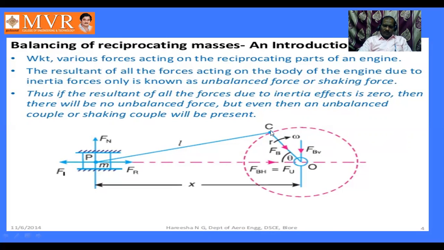O to W is the radius R, that is the crank radius. Omega is the angular speed. Theta is the present angle between the radius and the axis of the crankshaft. X is the distance, and O is the point. BV is the force acting in the vertical direction. BH is the force acting in the horizontal direction. So FP is the force here.